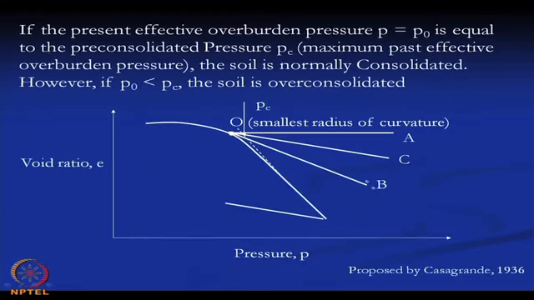Now, there is another very important thing, the over consolidated soil. What is over consolidated soil? If the natural or current pressure applied on the soil is less than the pressure to which the soil was previously subjected, that is, the soil has experienced more pressure than what is currently applied on it, then that soil is called over consolidated soil.